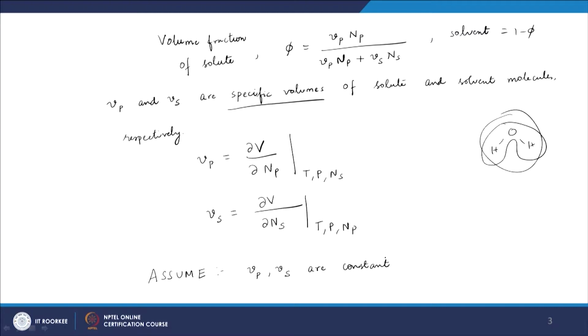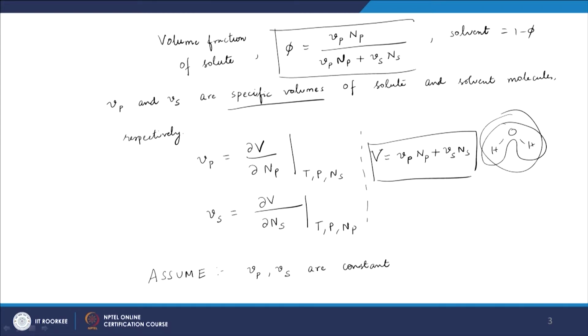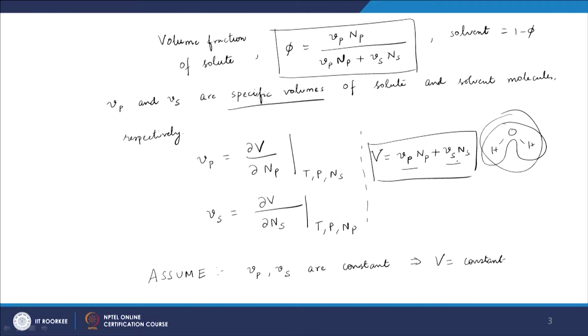By the way, before I do this, I can write my volume V as Vp Np plus Vs Ns, and this is also quite general. It is before the assumption that I am just making. So, if Vp and Vs are constant, then for constant values of Np and Ns, the volume is also constant. Because if Vp and Vs are constant, Np and Ns are anyway constant. So, V will be constant.